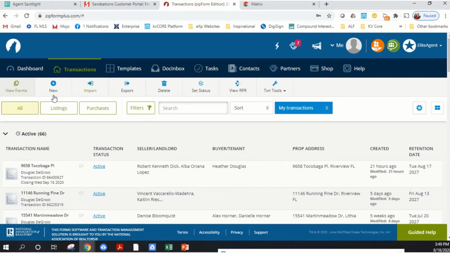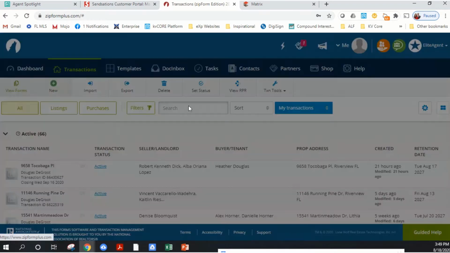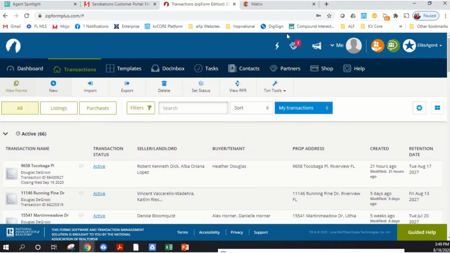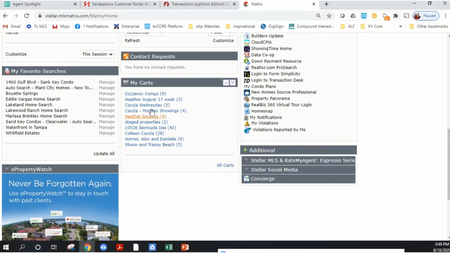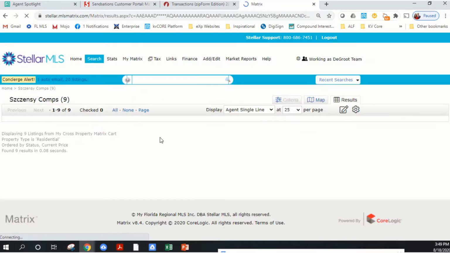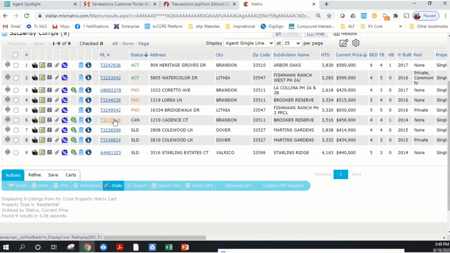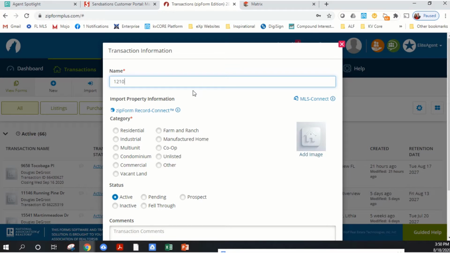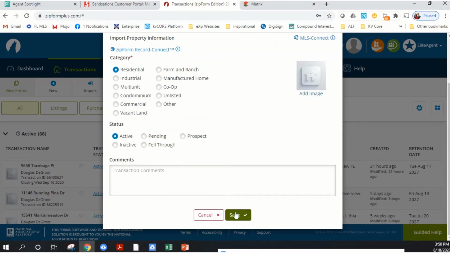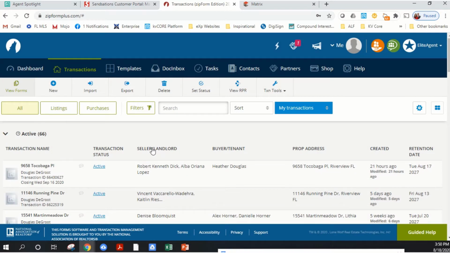But anyway, all right. So I'm going to create the documents in Zip Forms Plus. I'm going to do a new listing. My new listing is this one right here, 1210 Cadence Court, Brandon, Florida. So we're just going to use that. Here it is. It's residential. I'm going to leave it as active in here and hit go.